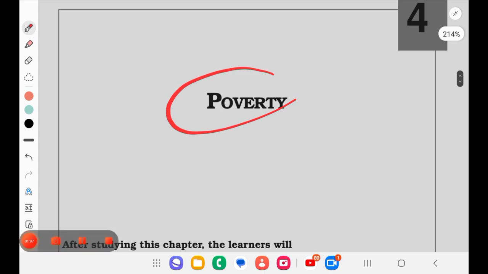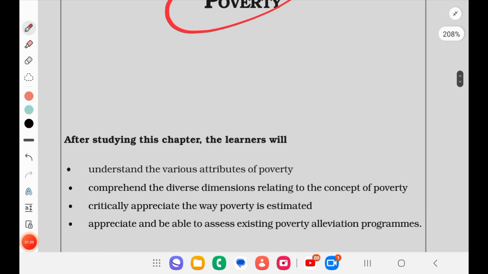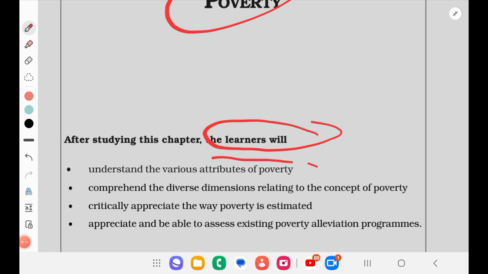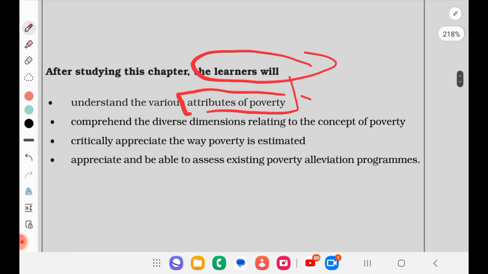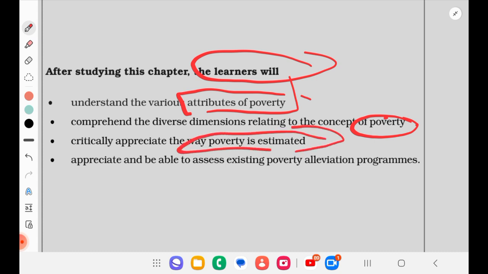Poverty. After studying this chapter, the learners will understand the various attributes of poverty, comprehend the diverse dimensions relating to the concept of poverty, critically appreciate the way poverty is estimated, and be able to appreciate and assess existing poverty alleviation programs.